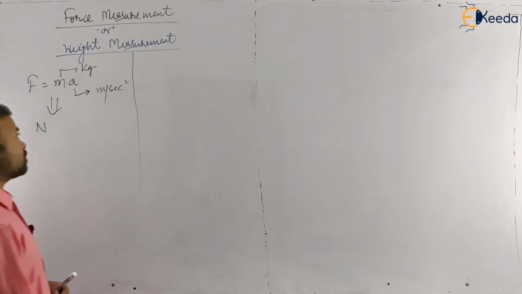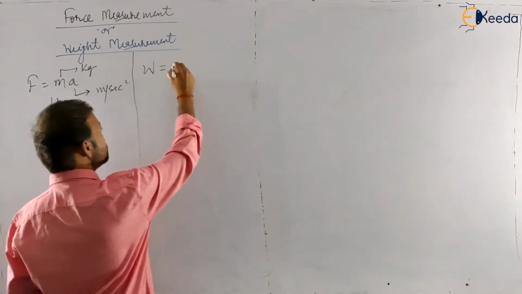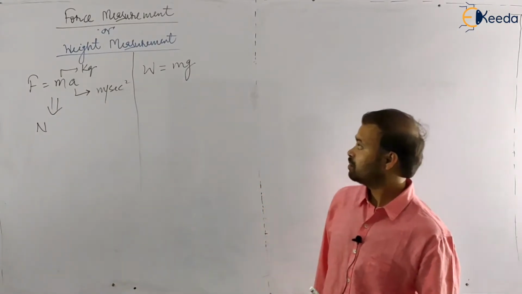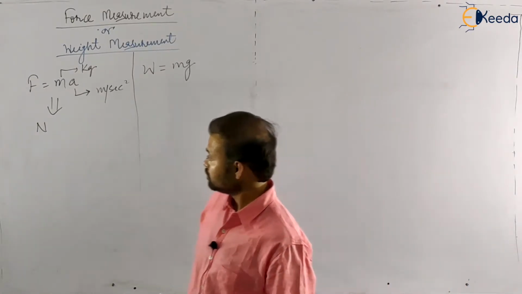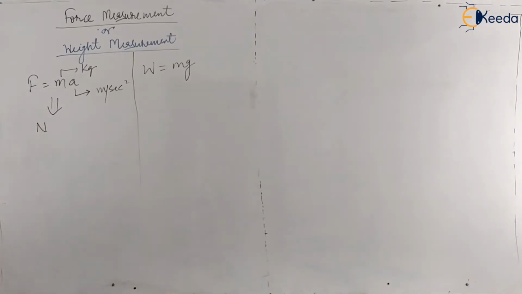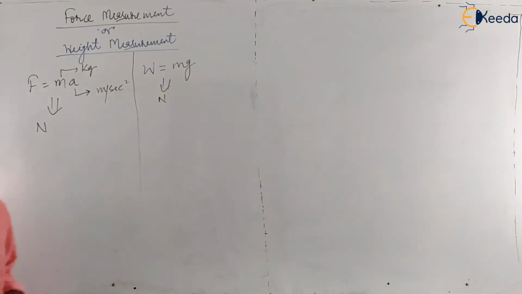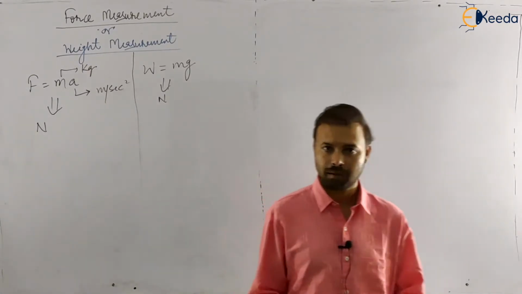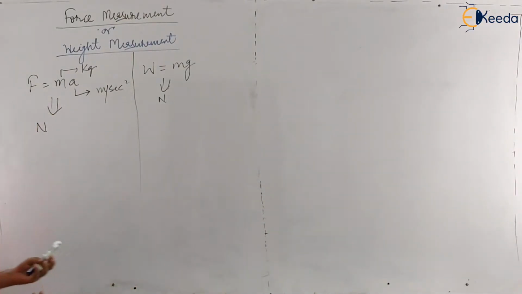Now, weight is known as m into g, mass into gravitational acceleration, acceleration due to gravity. The unit of weight is also Newton. Weight is also some kind of force. The force with which the earth attracts something is known as weight. So weight is also a force, and the unit of force and weight are the same, that is Newton.